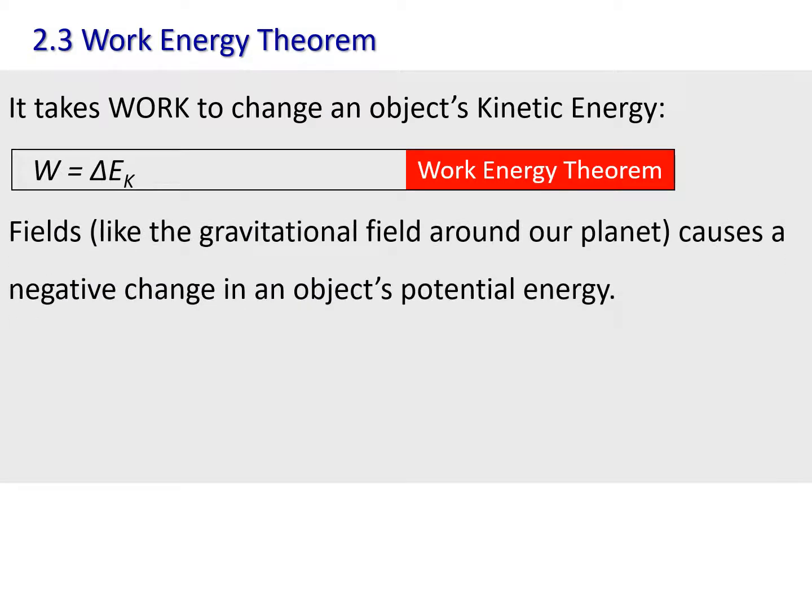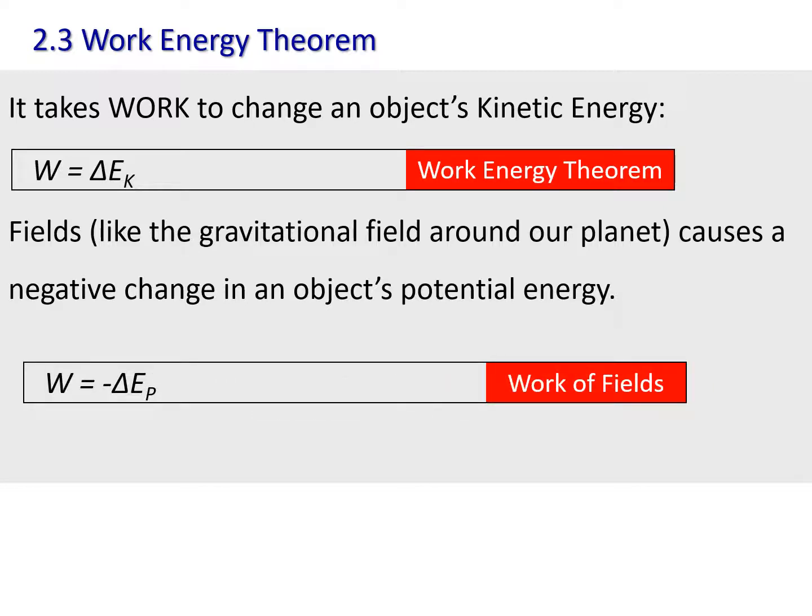Now, fields, which we will get more into later, but fields like a gravitational field around our planet causes a negative change in an object's potential energy. So the work of fields equals negative change in potential energy. You know this because if you let go of an object, you don't have to push it all the way down to the floor. It naturally falls because we are inside of a gravitational field. Everything experiences this force of gravity. As this field acts on an object, it decreases an object's potential energy.